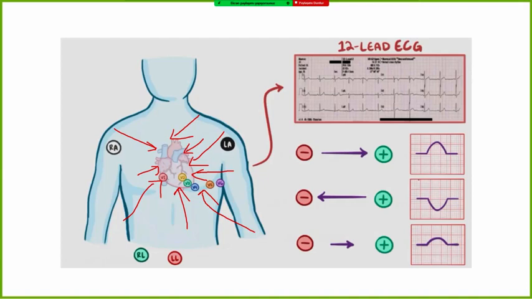So, if the depolarization wave propagates towards the positive electrode, we see a positive wave. But if it propagates away from the positive electrode, we see a negative wave. And if the repolarization wave propagates towards the positive electrode, then we see a positive wave. And if it moves away from the positive electrode, we see a negative wave.